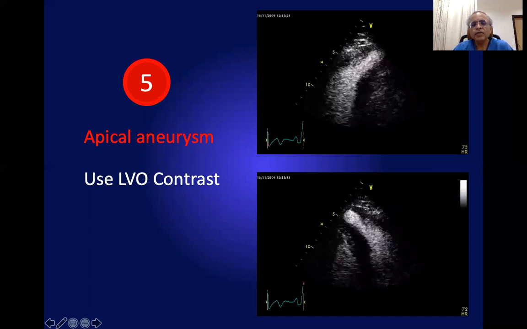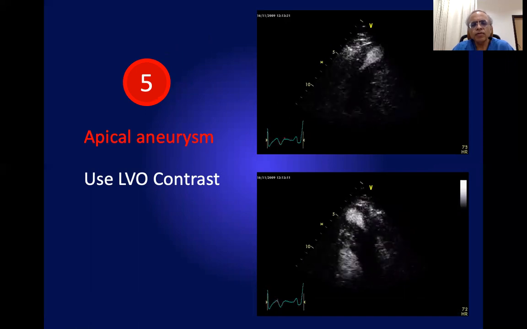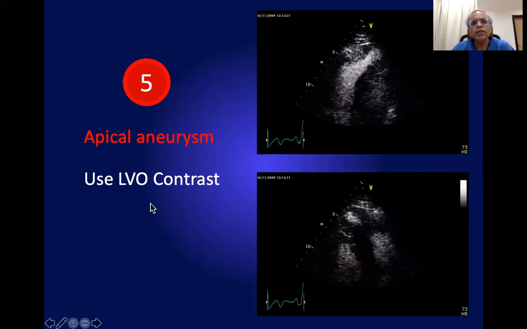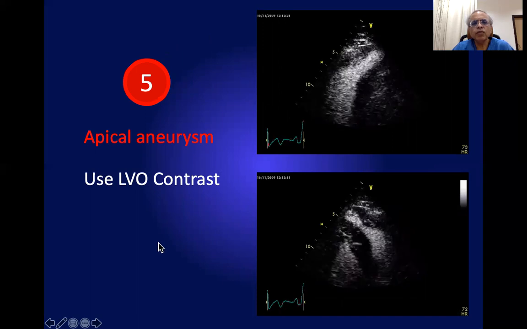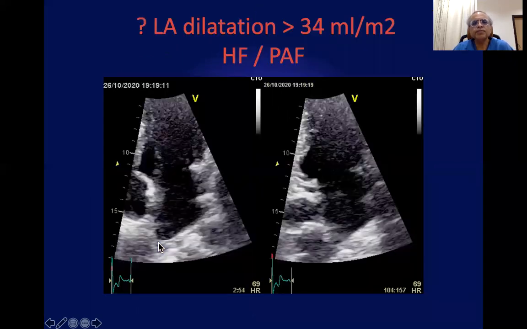Now these apical aneurysms can also develop over the next follow-up. So when you are following up these patients over many years, each time, diligently look for formation of any apical aneurysm.